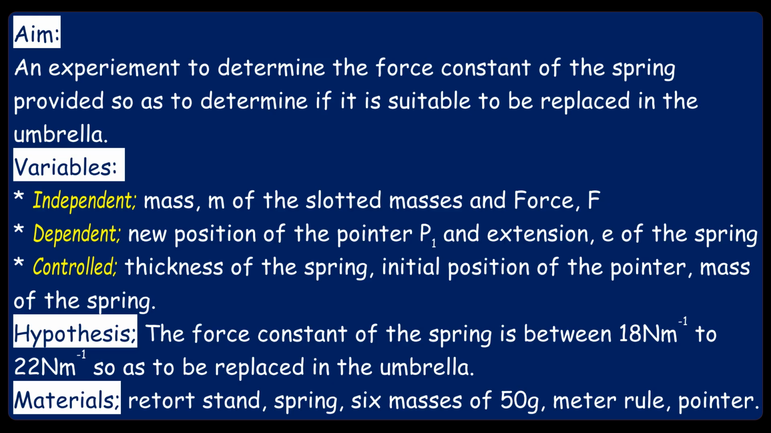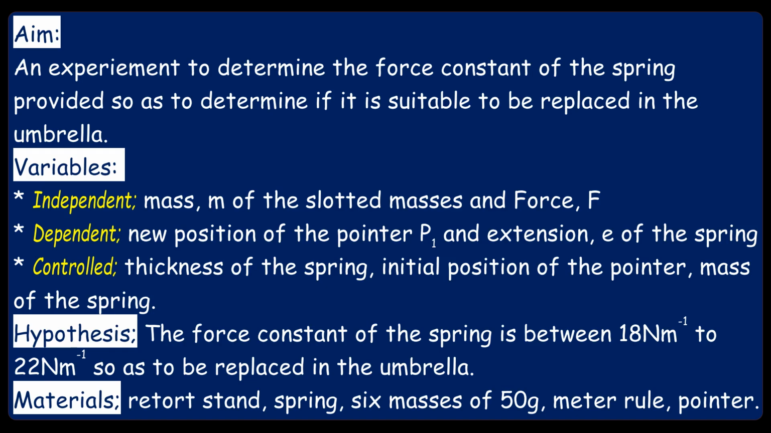aim we've got an aim saying an experiment to determine the force constant of the spring provided so as to determine if it is suitable to be replaced in the umbrella. You realize there is a reason as to why we are carrying out the experiment, and that reason is for us to replace it in the umbrella. So never forget to attach that reason. We move on to the variables.